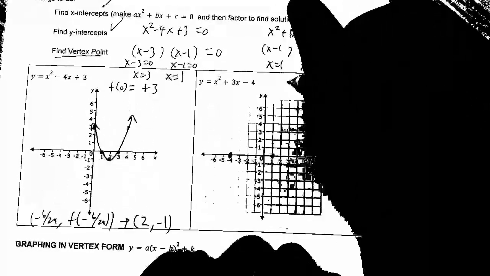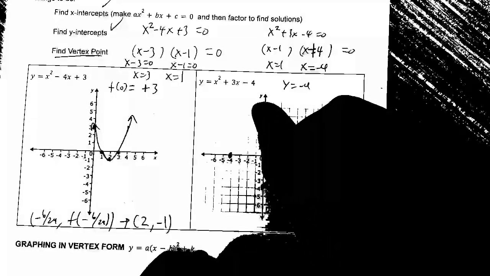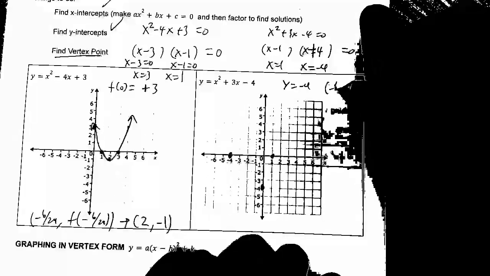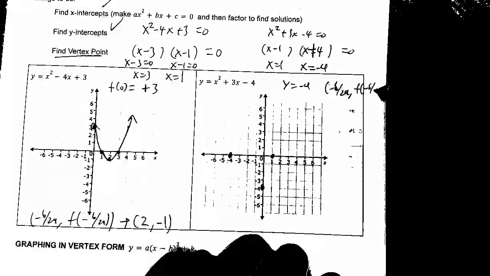Plug in 0. So what's our y-intercept? Y is just negative 4. So right here. Okay? Then the vertex, right? It's negative b over 2a, comma f of negative b over 2a.